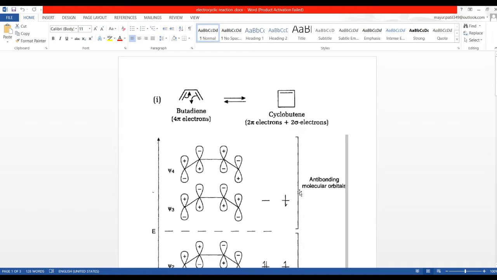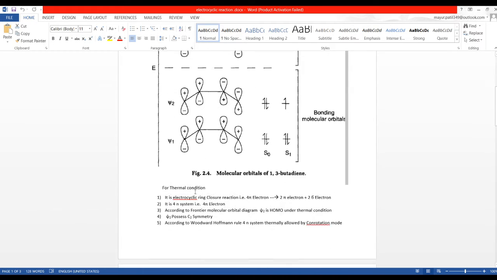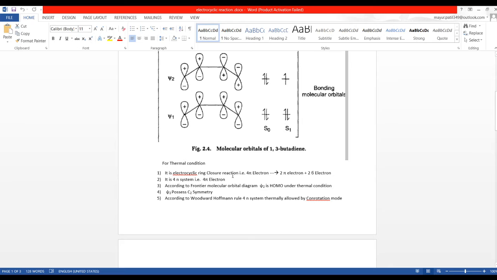Today we are discussing how we will identify the different types of pericyclic reaction. The first problem is butadiene converted into cyclobutene. It is a kind of reversible reaction where 4 pi electrons get converted into 2 sigma electrons plus 2 pi electrons, meaning a single reacting partner expands its own pi bond and gets converted into 2 sigma electrons. Therefore, it is a kind of electrocyclic ring closing reaction.